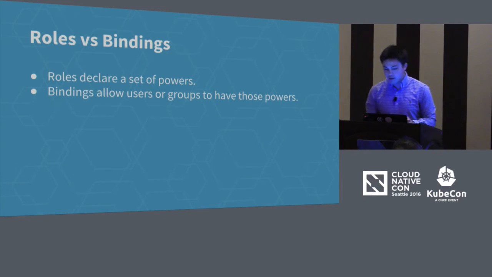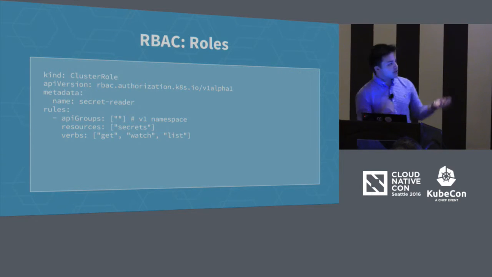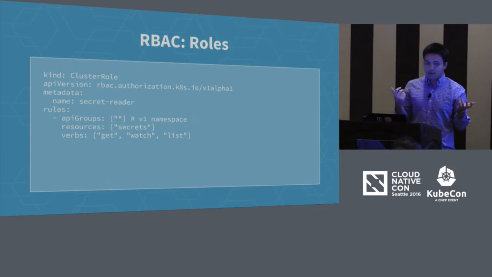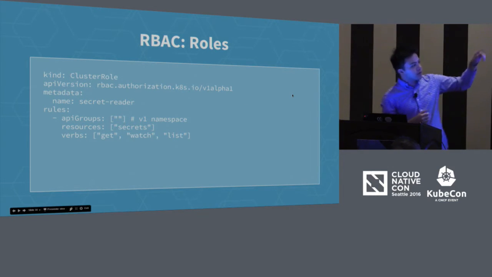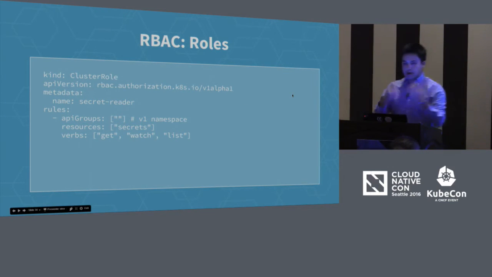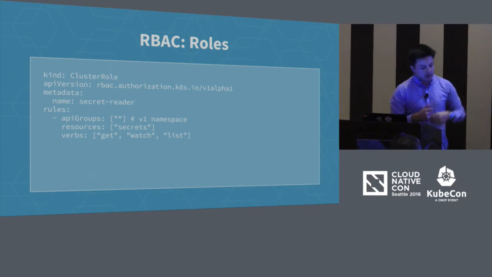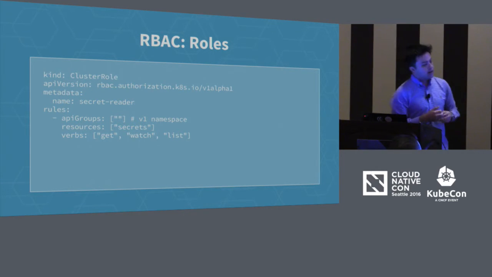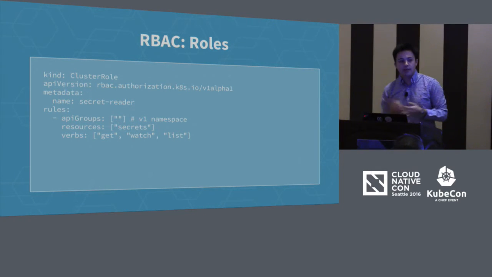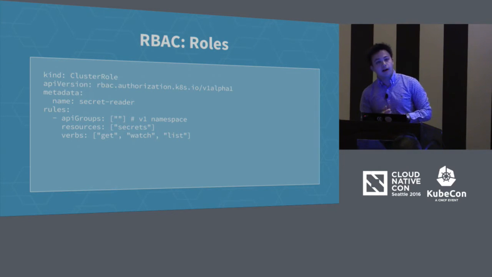So this is just the example of what a role looks like. So I have a secret reader role. It appropriately can read secrets, right? So you see that I've whitelisted all of the verbs that you're allowed to do. You can also use a star if you want to say, I want to give all the verbs to this particular resource. You have to specify the resource, in this case secrets, and you have to specify the API group, or groups that they're a part of. In this case, because v1 is weird and special, it's the empty string.